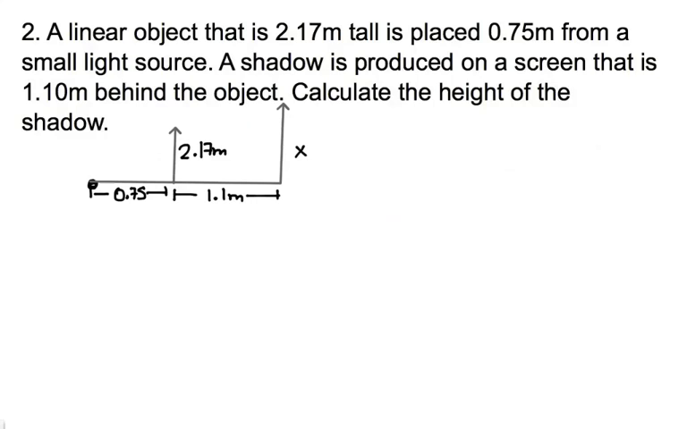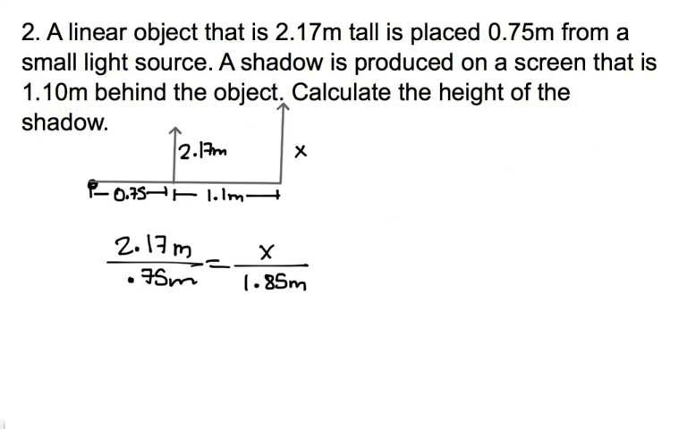So, same as the first example. Now we can say that 2.17 meters, so we are going to put heights on the top and lengths on the bottom. So that's going to be 0.75 meters on the bottom, and that's going to be equal to x, since that's our height, over, and that's going to be 1.85 because we happen to be adding the 1.1 to the 0.75. So that will be 1.85 meters.